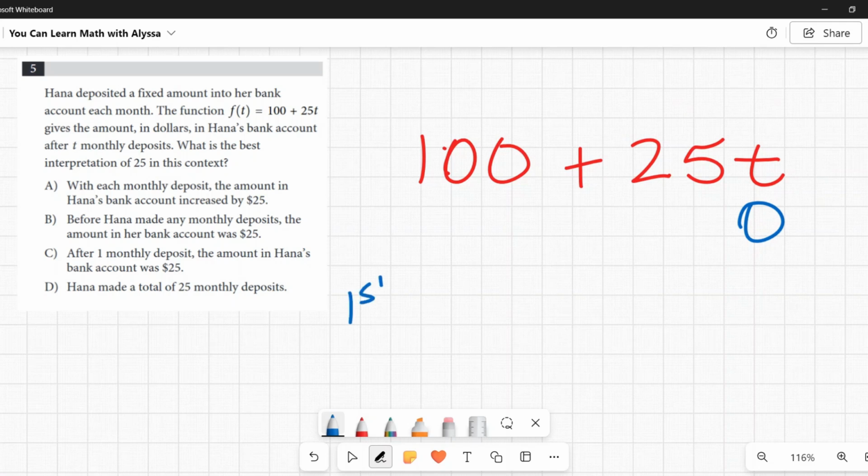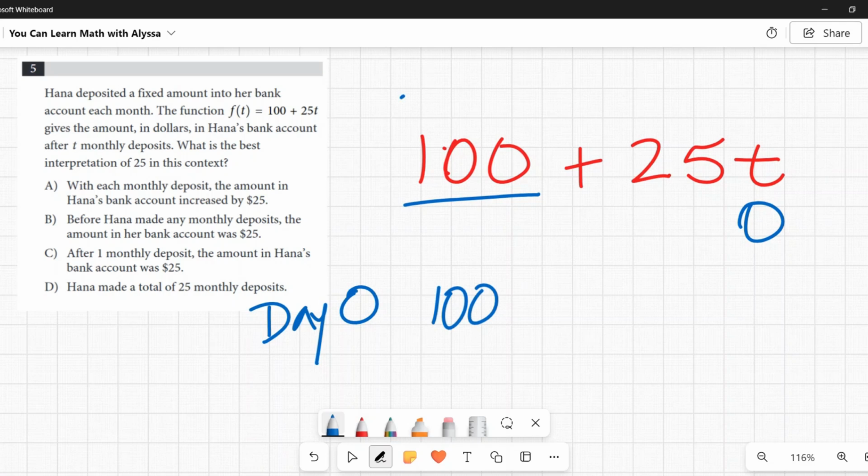So at the beginning of the first month, I say day 0. This is day 0. She hasn't done anything. She has $100 in her bank account. So we can say $100 would be her starting amount, right? That's what she started with.